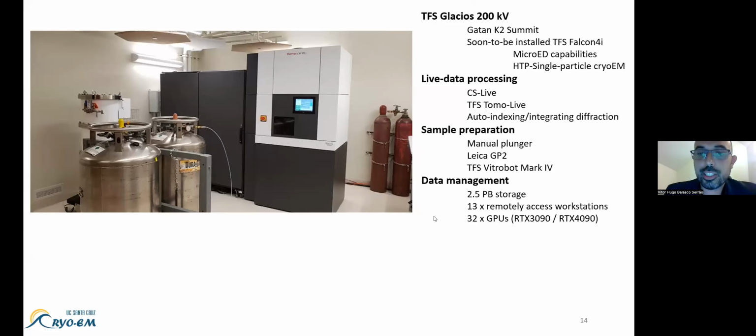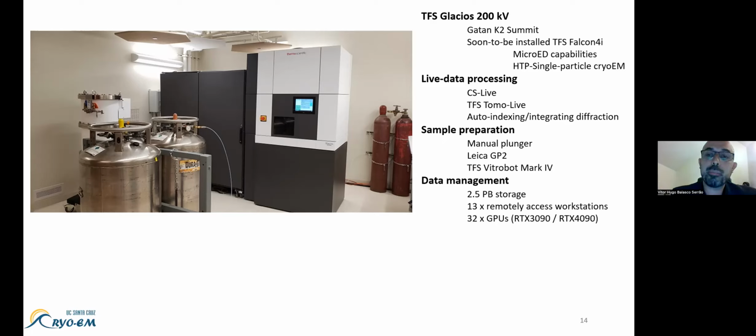So, okay, in Santa Cruz, we have a Glacios 200, which is currently coupled to a K2 Summit, that is soon to be replaced by a Thermo Fisher Falcon 4i. This improvement will increase our microED capabilities and also our high-throughput single particle data collection. We do have live data processing, such as CryoSPARC Live and Tomo Live, and now we're writing a script to do auto indexing and integration for microED diffraction. In terms of sample preparation, manual plungers like a GP2, and the favorite of us all, the Vitrobot Mark IV.